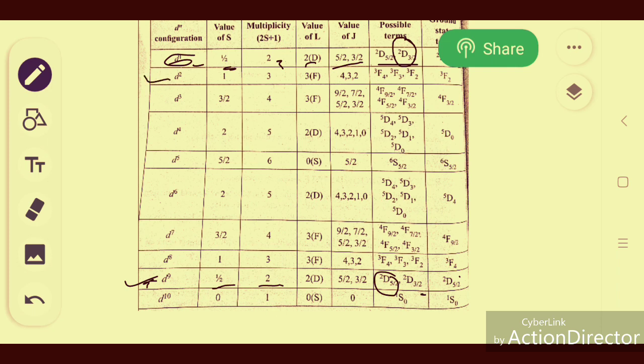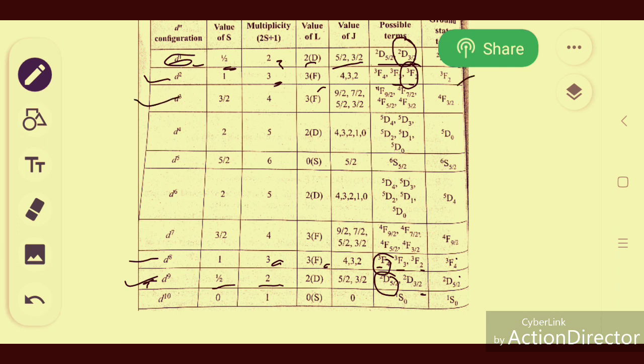Likewise, in case of the D2 and D8 configurations, both cases have two unpaired electrons, so the multiplicity will be 3 and the term will be F. There is a possibility of three ground state terms, 3F4, 3F3 and 3F2. They are similar terms, but the ground state terms are different because D8 is more than half filled. So the ground state term will be the term with the higher value of J, that is 3F4. While in case of the D2 configuration, because it is less than half filled, the ground state term is the term with the lower value of J, so it becomes 3F2.